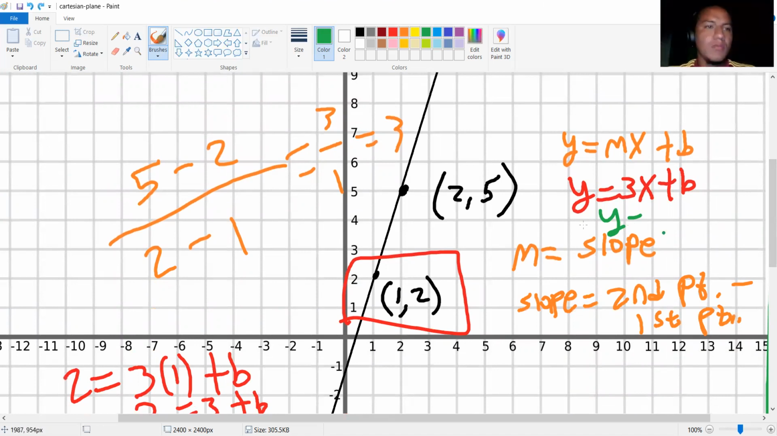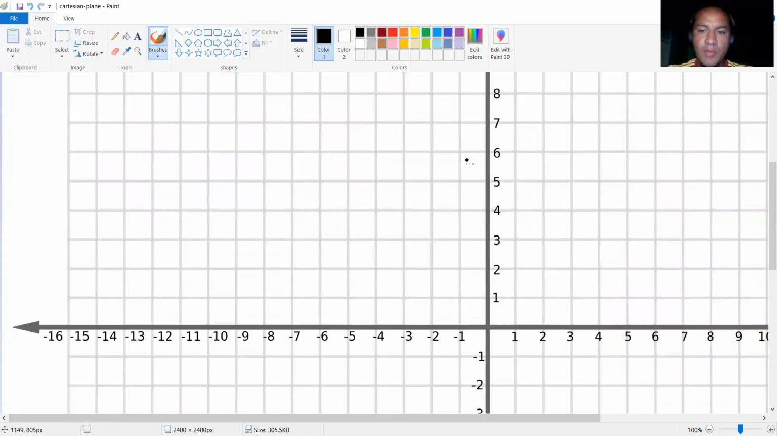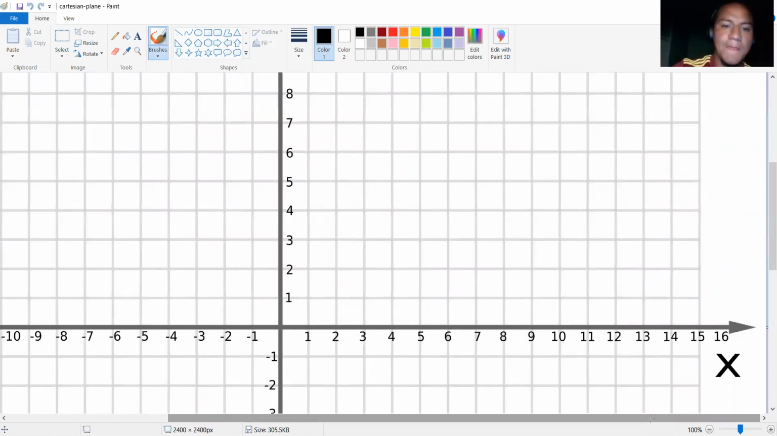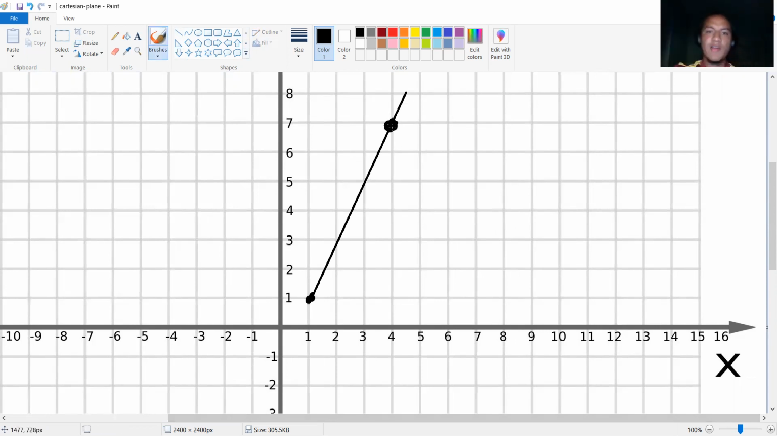So that's the answer. And let's do another line. So new, don't save, Cartesian plane. Okay, this time, suppose that you have 1 point. Well, there's many lines you can make from this 1 point. A line can go this way or that way. You can't really tell unless you have another piece of information, like another point. If you have another point over here, clearly the 2 points define that line.